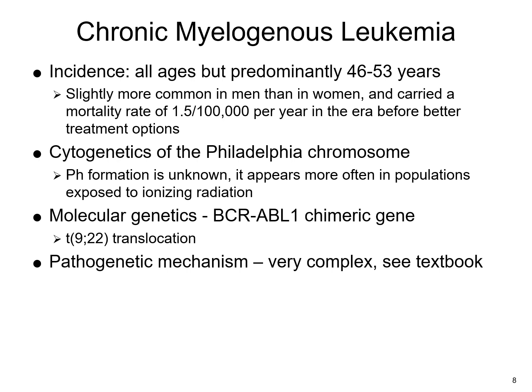Now, CML can be diagnosed at any age, but it's predominantly seen in those between 46 and 53 years of age. It is more common in men than women, and it has a mortality rate of about 1.5 per 100,000 individuals that are diagnosed. And of course, this statistic is from before some of the better treatment options were developed, so those numbers have been reduced a little bit over the years.